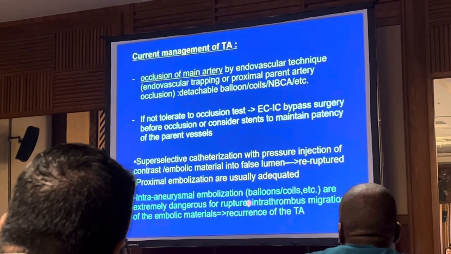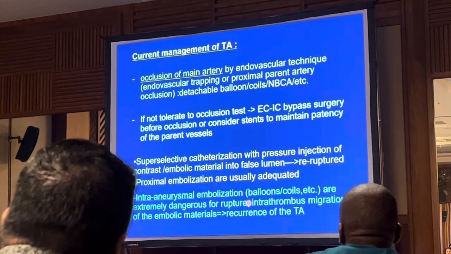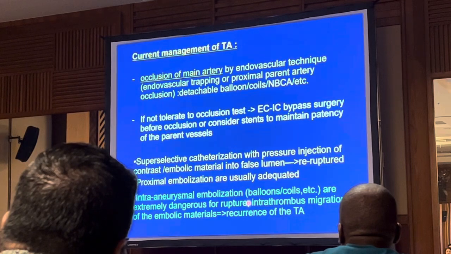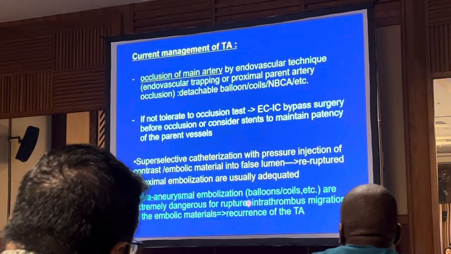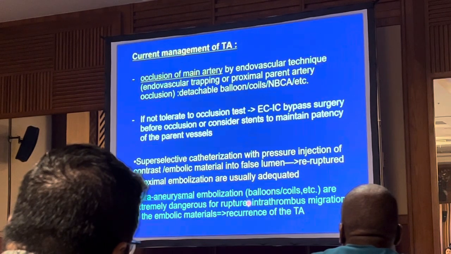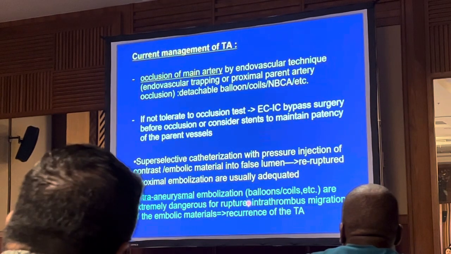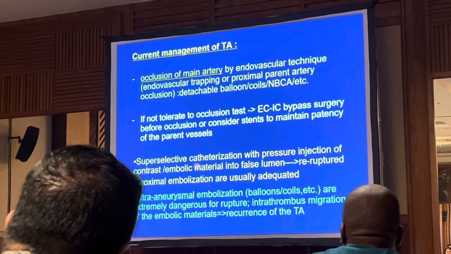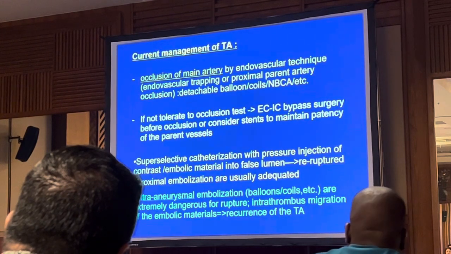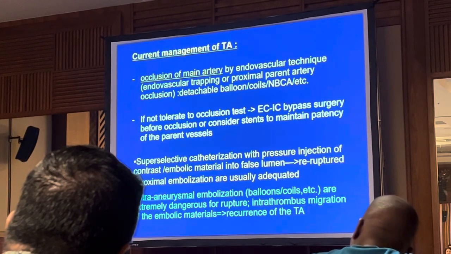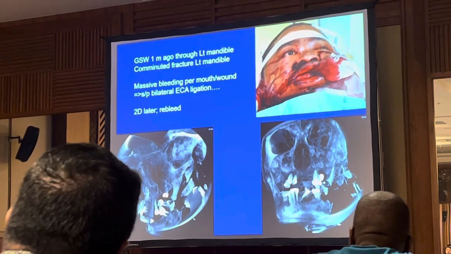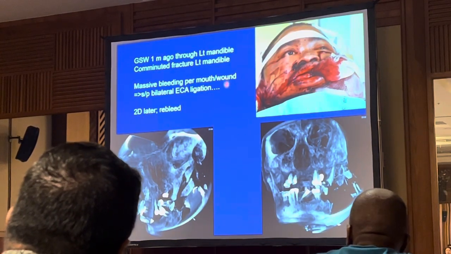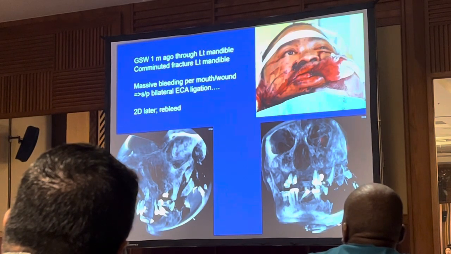So the current treatment is still occlusion of the main artery. You can try to go close to the aneurysm, but I don't recommend going inside the aneurysm. Even just a super selective microcatheter and pushing hard, you can rupture it already. Here is a gunshot wound through the mandible with a communicating fracture over the area, and massive bleeding per mouth.